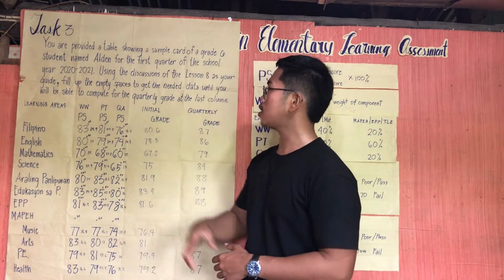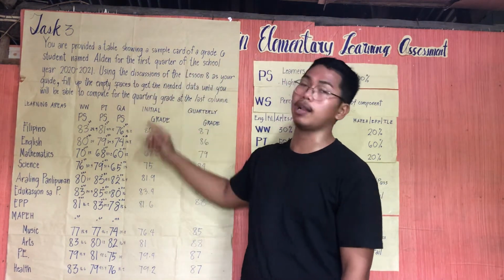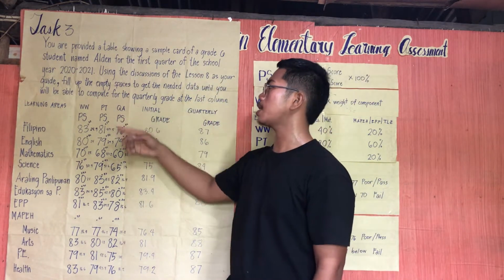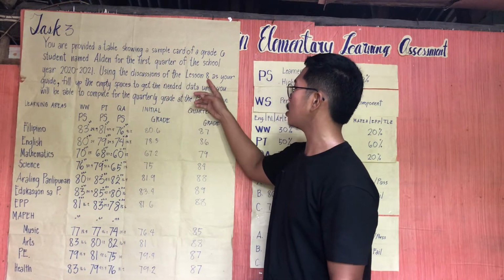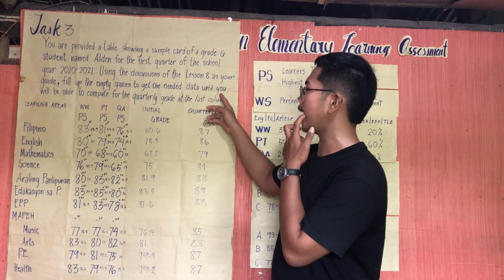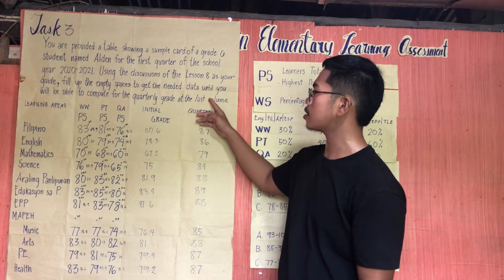And now, we are here in a different task, task 3. The question is, you are provided a table showing a sample card of a grade 6 student named Alden for the first quarter of the school year 2020-2021. Using the discussions of lesson 8 as your guide, fill up the empty spaces to get the needed data until you are able to compute the quarterly grade in the last column.